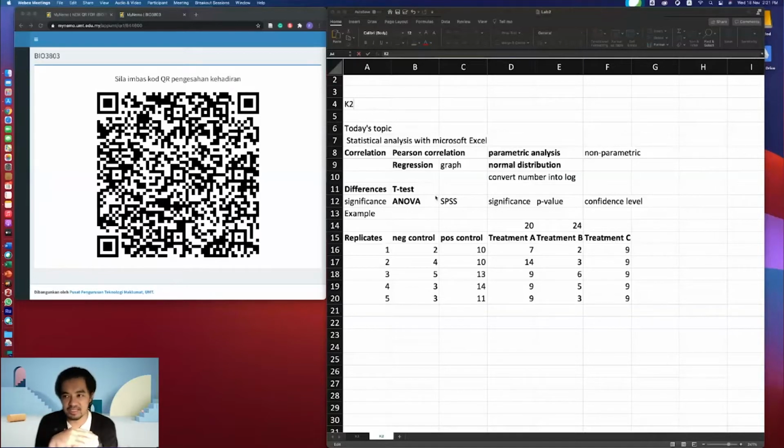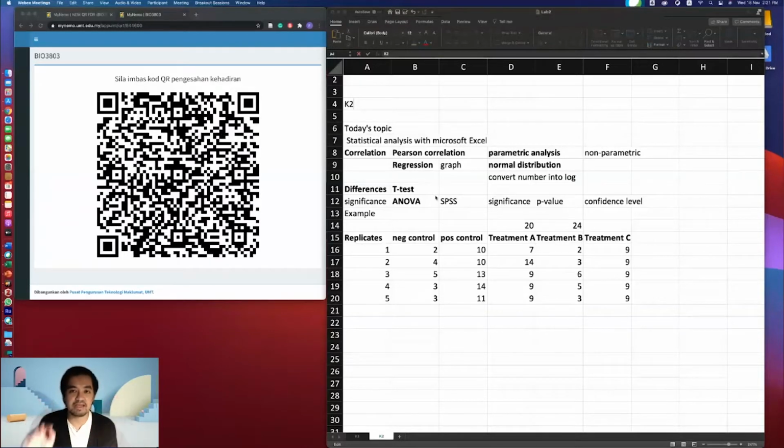It happens by chance. Kita tak mau. Kita tak nak benda ni berlaku secara nasib-nasib. Kita nak data kita, sampel yang kita collect menunjukkan perbezaan yang sebenar pada populasi. Okay, kita tak nak tengok perbezaan tu disebabkan oleh berlaku secara nasib. Okay, sebab itu untuk tujuan itu, for that particular reason, that's why we need to do the significant p-value test, the confidence level test.